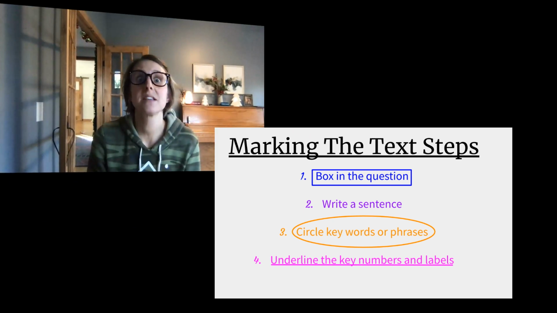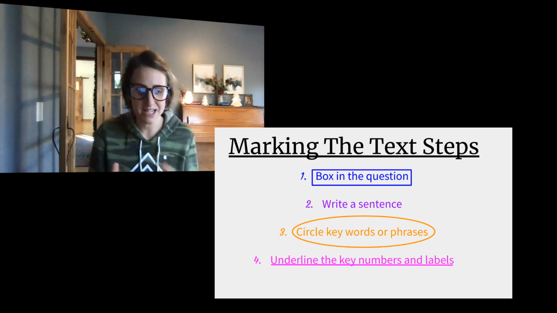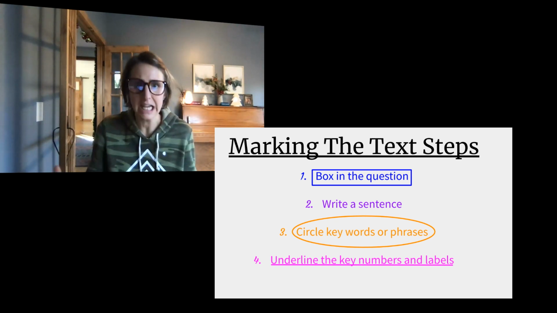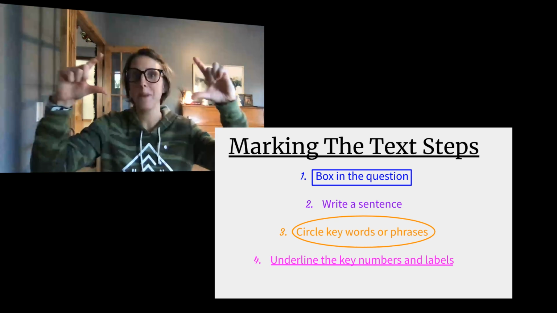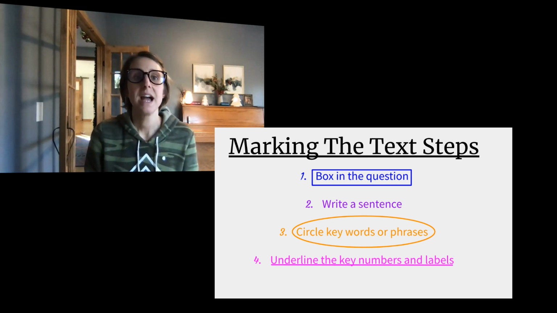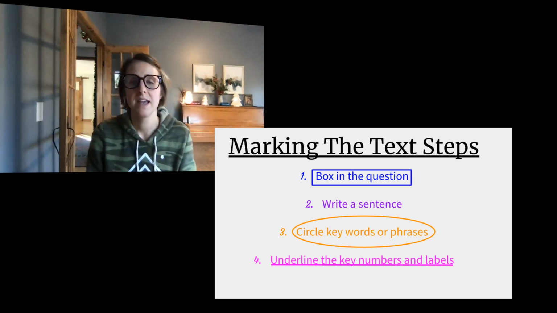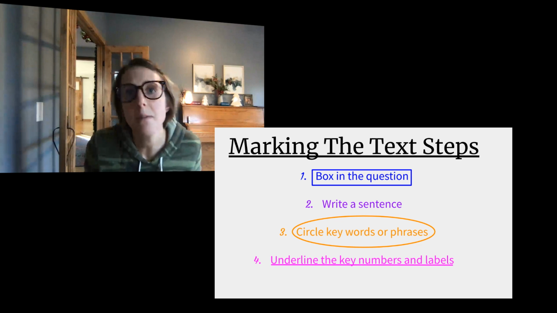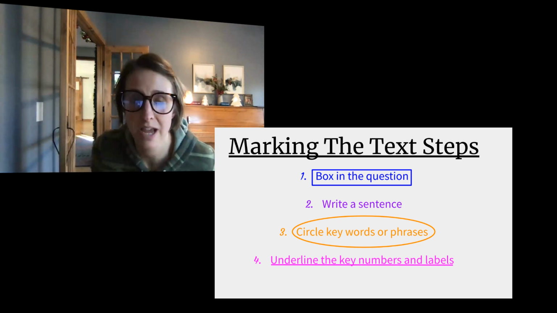Remember, marking the text is a strategy, and I like it because it gets me moving forward in story problems. A lot of times I can read a real world problem and I'm stuck, so marking the text gives me those steps that I can follow. I'm gonna start by boxing in what I'm being asked to find, which is that question. I'm gonna write a sentence and put a blank for my answer. I'm gonna go line by line and look for key operation words. Then I'm gonna go line by line and look for numbers that pertain to what is in my sentence and underline them with their label. Again, it's just a strategy.